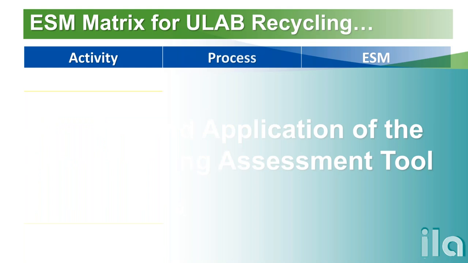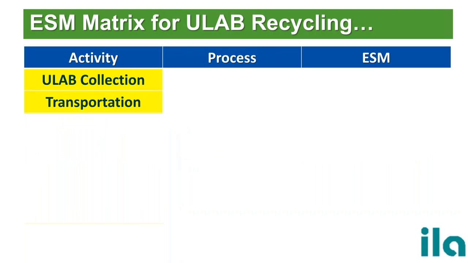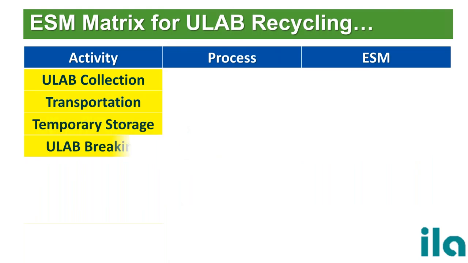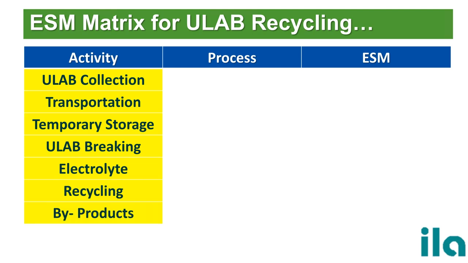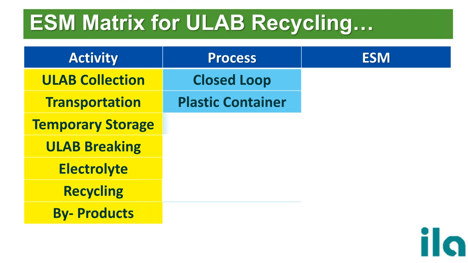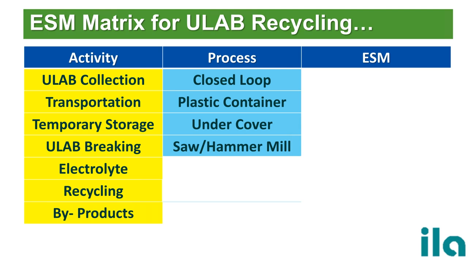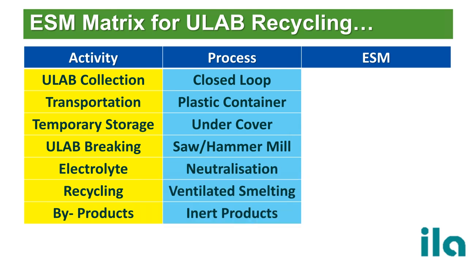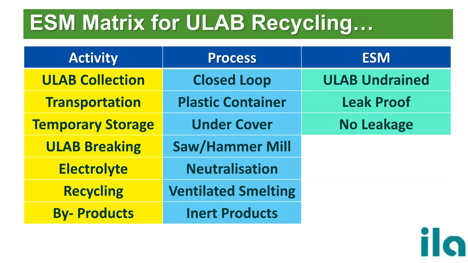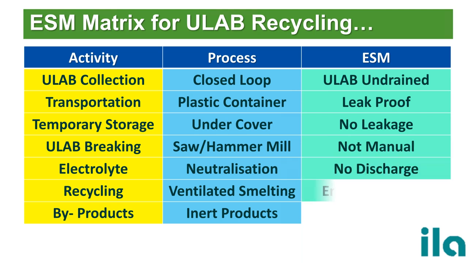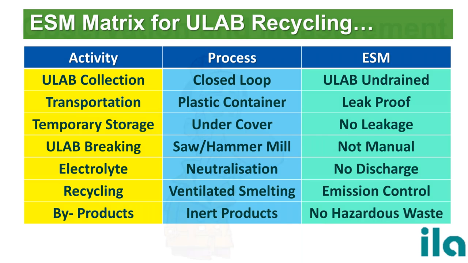So before I start, let's just look at the main areas of activity. We've got collection, transportation, temporary storage, breaking, electrolyte management, recycling, and then any byproducts. And we have closed loop processes, plastic containers in use, everything's under cover. We have saws and hammer mills to break the batteries. We have neutralization of the electrolyte, ventilated smelting, and inert products. So the batteries are undrained. They're in leak-proof containers. There's no leakage. There's no manual breaking of the batteries. No discharge from the sites, and emissions are under control.